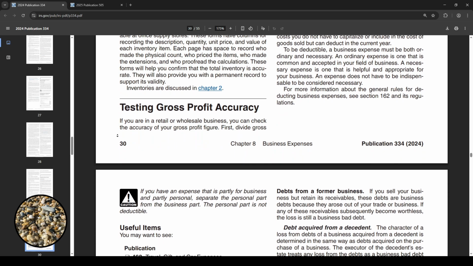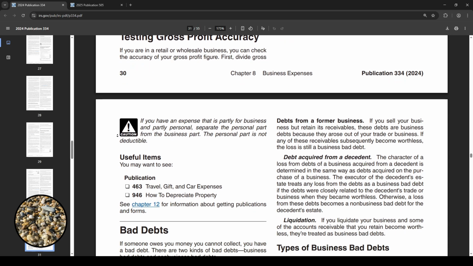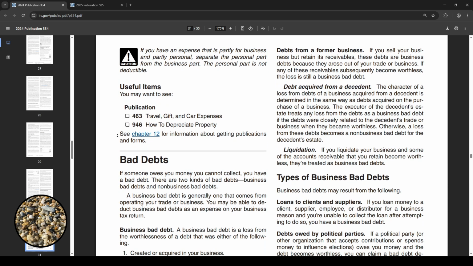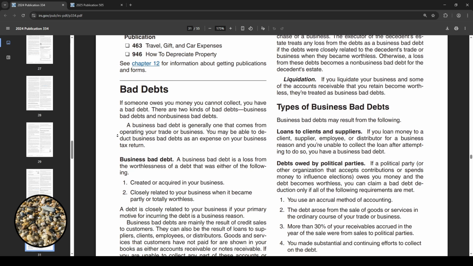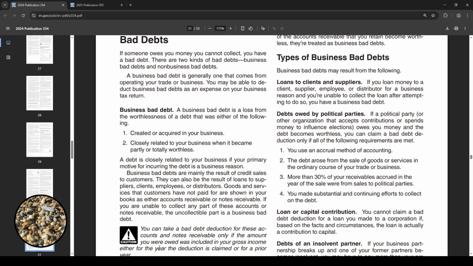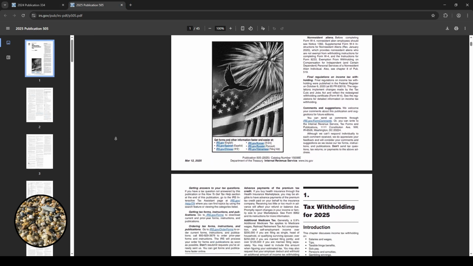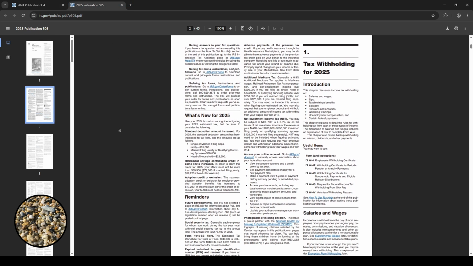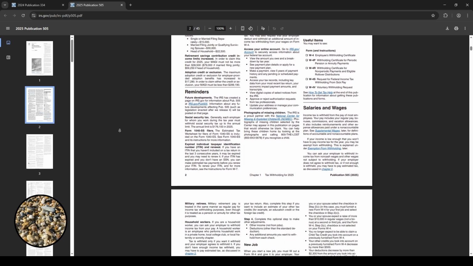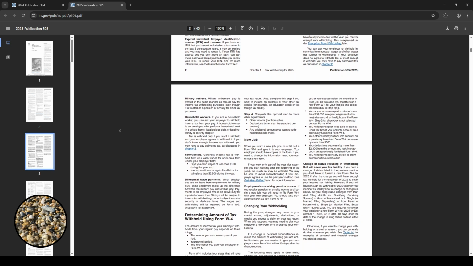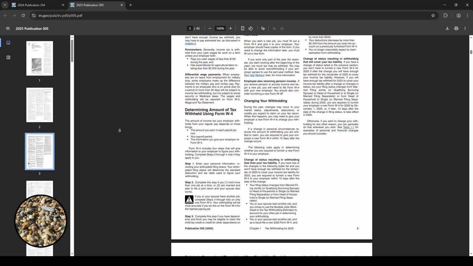Building a realistic tax projection. Let us walk through a detailed example using a professional services LLC earning $150,000 in annual profit. To begin your estimate, you must subtract all ordinary and necessary business expenses such as marketing, equipment, rent, and software subscriptions.